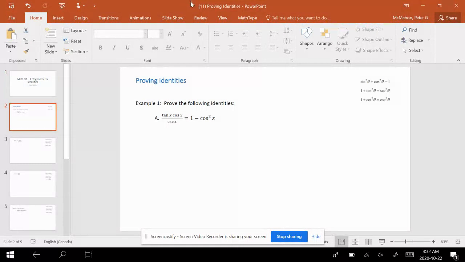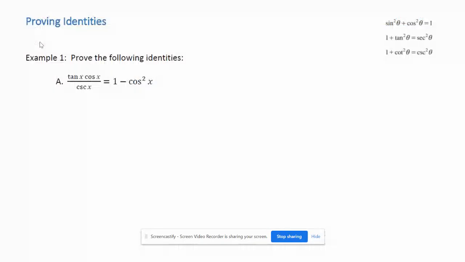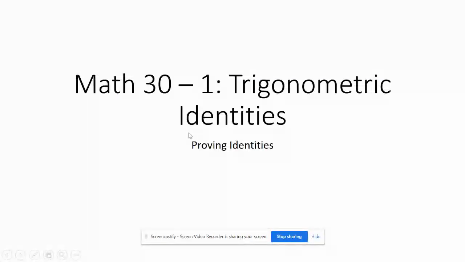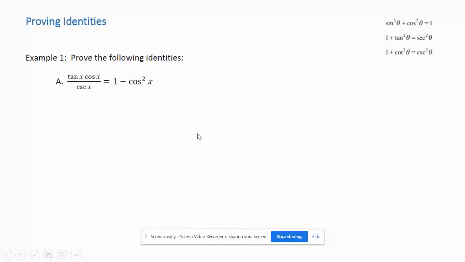So first example, we have to prove the following identities. And guys, the way we do these proofs again is we call a two-column proof. So for a two-column proof, I'm just going to draw a line down the middle. And we need to make the left side of this equation look the same as the right side of the equation. Okay. So general rule, guys, we're trying to make everything in terms of sine and cosine.